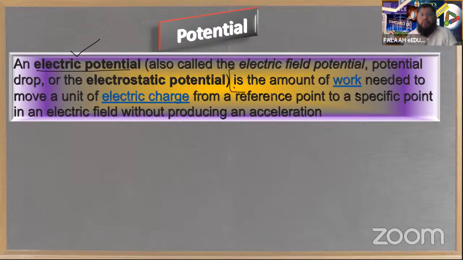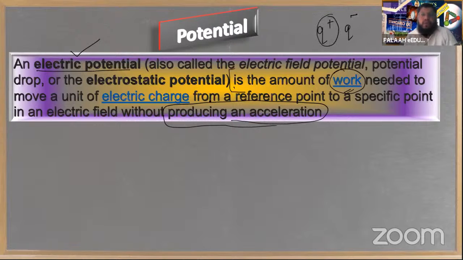What is the electric potential? It is the amount of work needed to move a unit electric charge from a reference to a specific point in an electric field without producing an acceleration. This is the amount of work. Potential is the amount of work needed to move a unit electric charge. Charge we denote by Q. Q may be positive or Q may be negative.